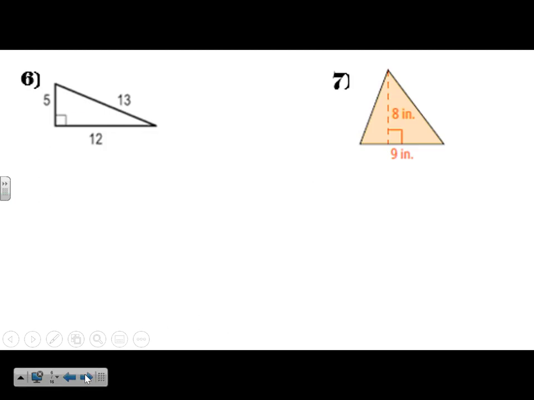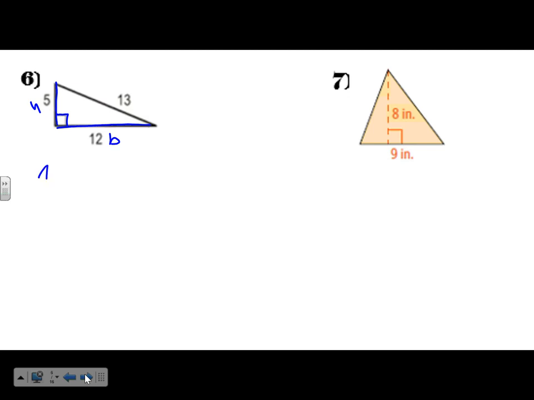Now, number 6. We didn't really do an example of this in the last lesson, but like I said earlier, this is a right triangle. Well, if it's a right triangle, this is the height. I mean, it's still one of the legs of the triangle, but that's fine. It's perpendicular to this, so this is your height. This is your base. Anytime you have a right triangle, you can do it that way.